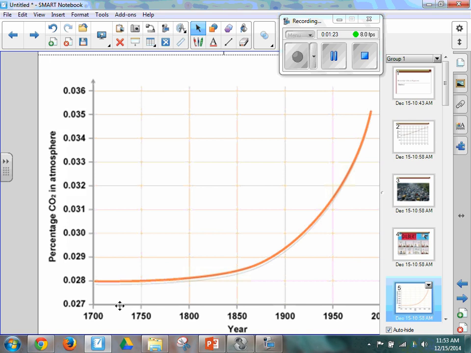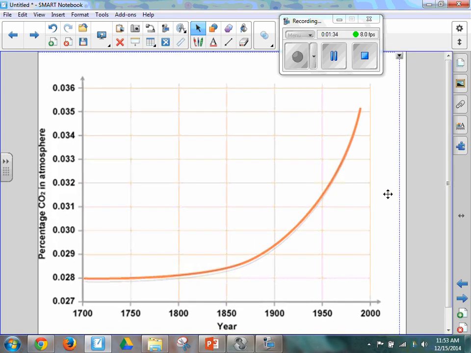Now, back here in the 1700s, this is when the Industrial Revolution occurred, so we have a little bit of an uptick going on there. 1850 was the second Industrial Revolution. Of course, now in the 2000s, we have a time frame where we have a massive amount of cars and work materials all running on fossil fuels.